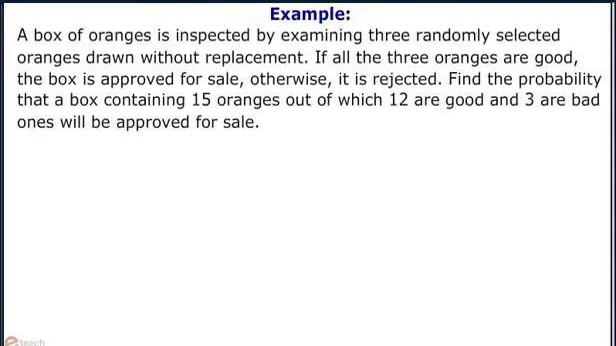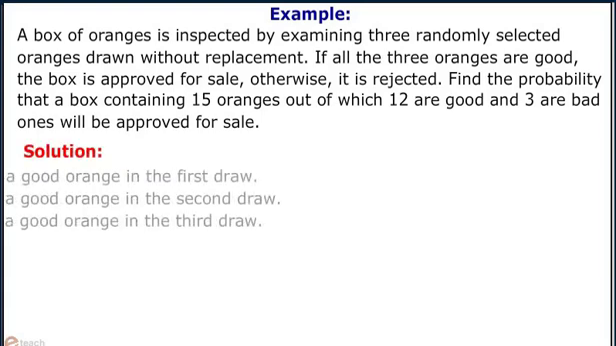Example: a box of oranges is inspected by examining 3 randomly selected oranges drawn without replacement. If all the 3 oranges are good, the box is approved for sale. Otherwise, it is rejected. Find the probability that a box containing 15 oranges, out of which 12 are good and 3 are bad ones, will be approved for sale.